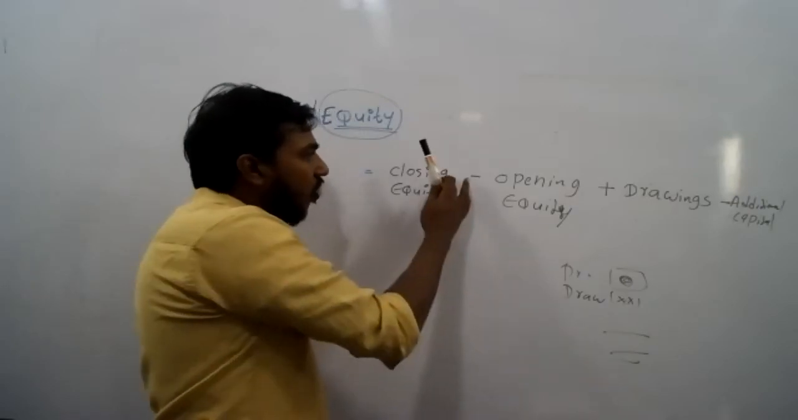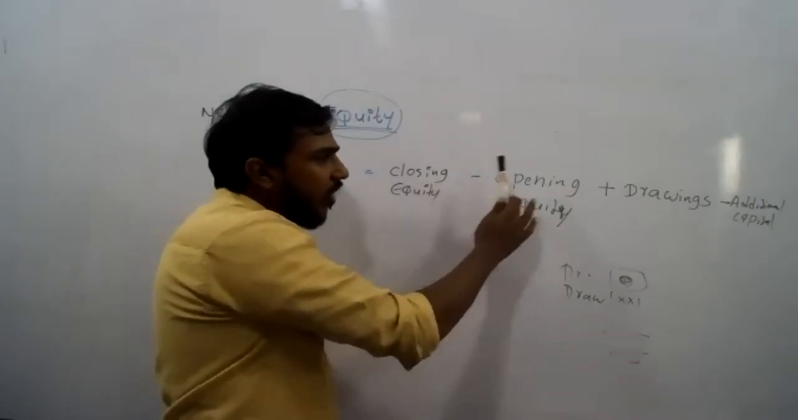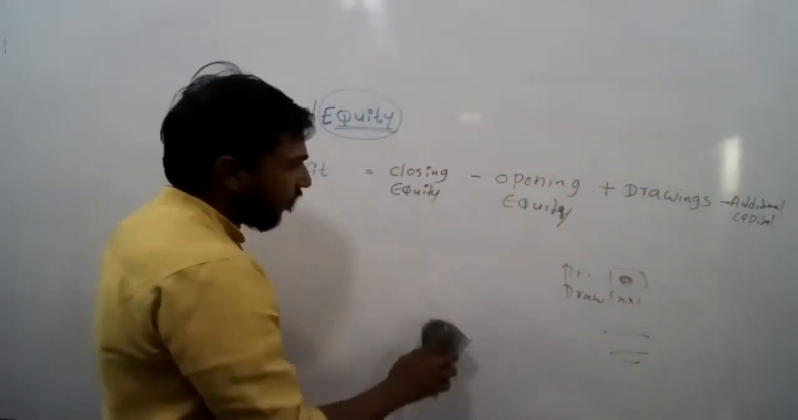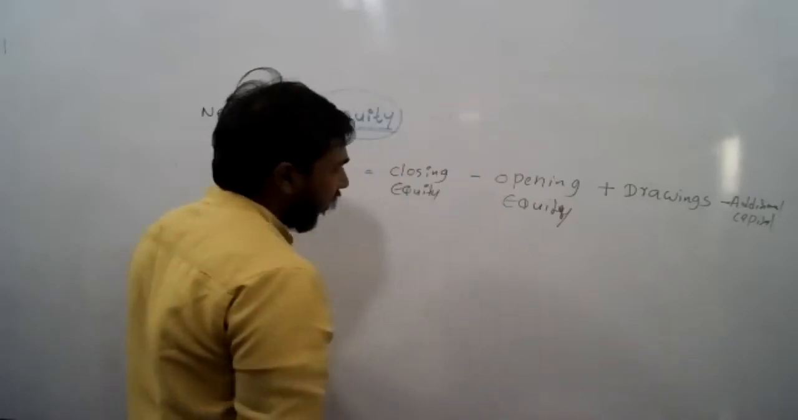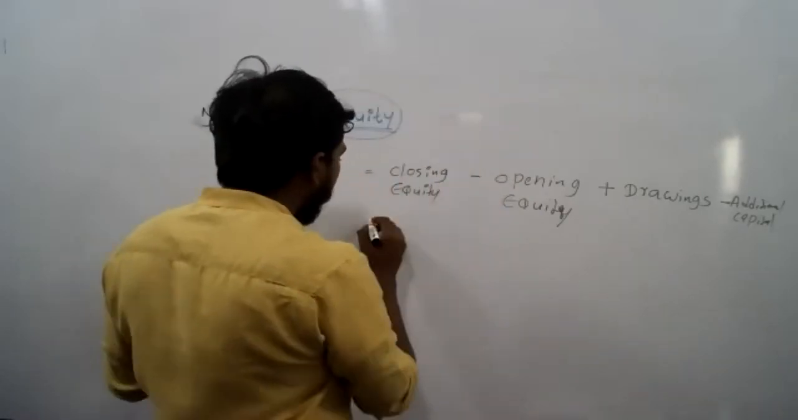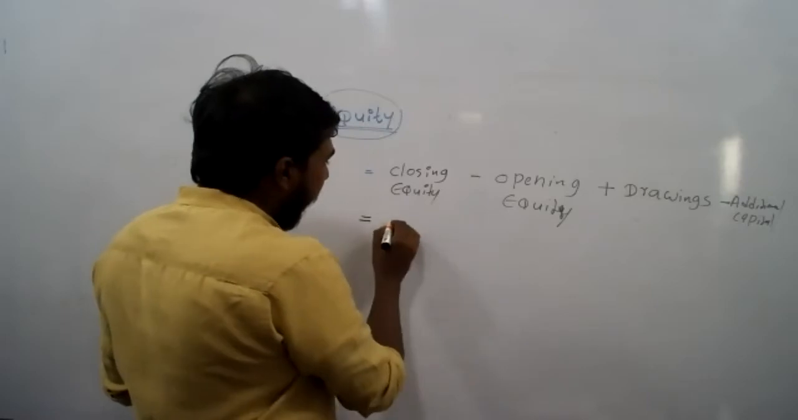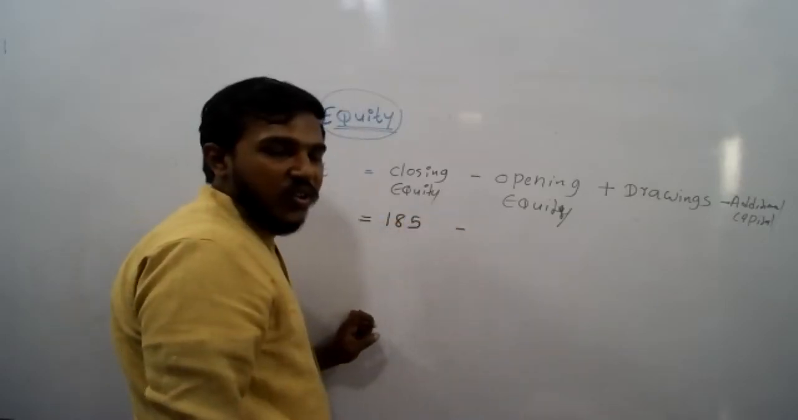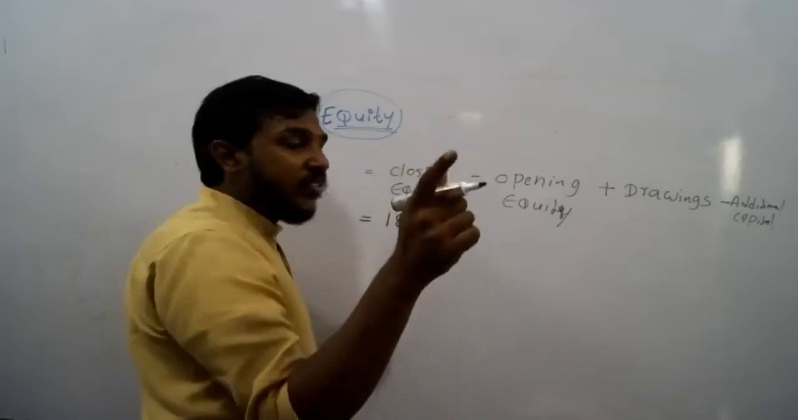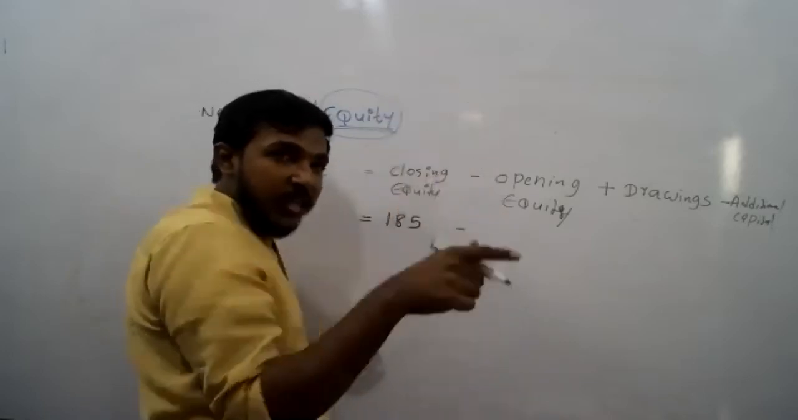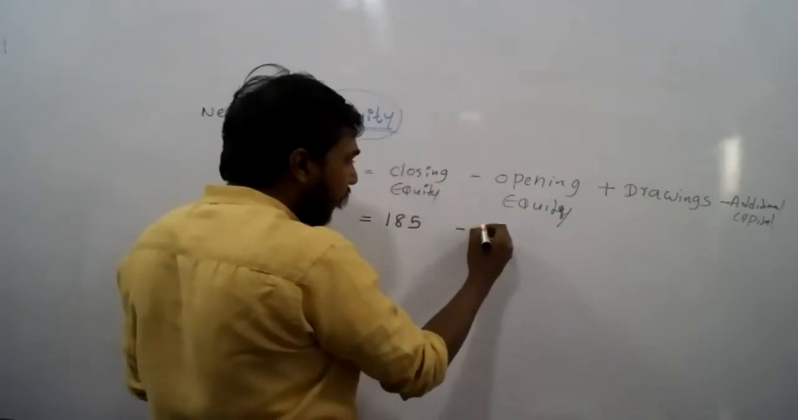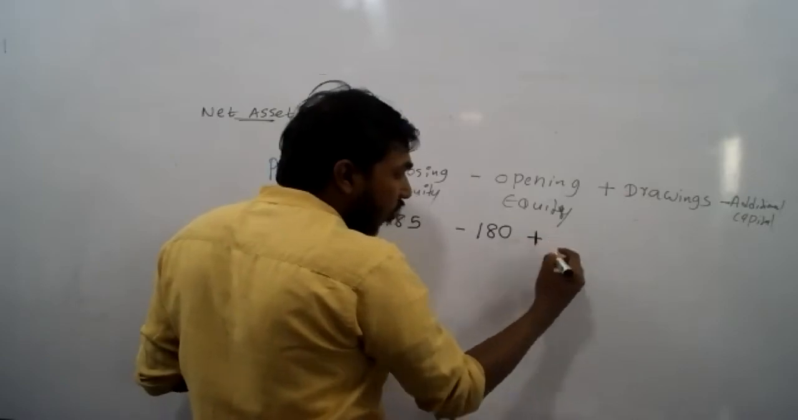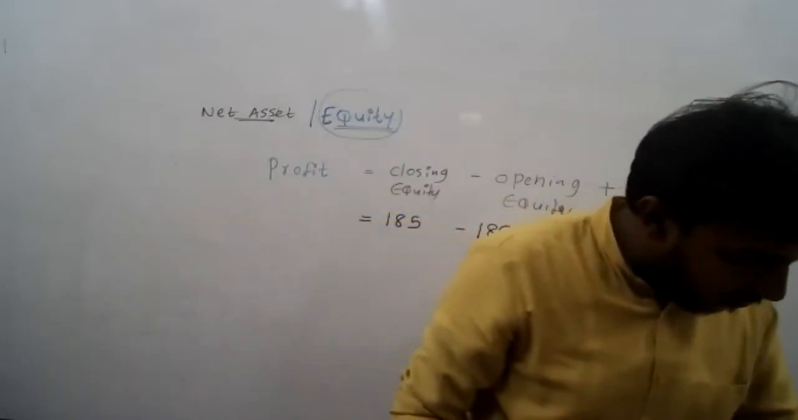That means closing equity minus the opening equity, then you add the drawings, then you minus the additional capital. How much is the closing equity? You already calculated 185. How much is your opening equity? On 1st of January 2020, the equity column opening balance is 180. Then plus drawings.